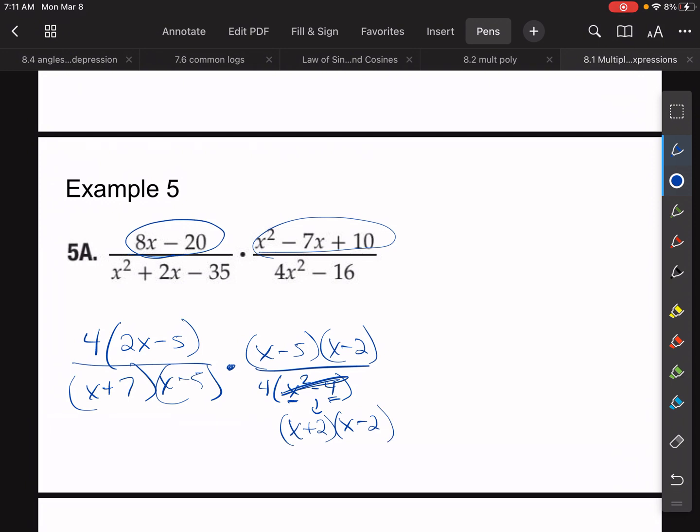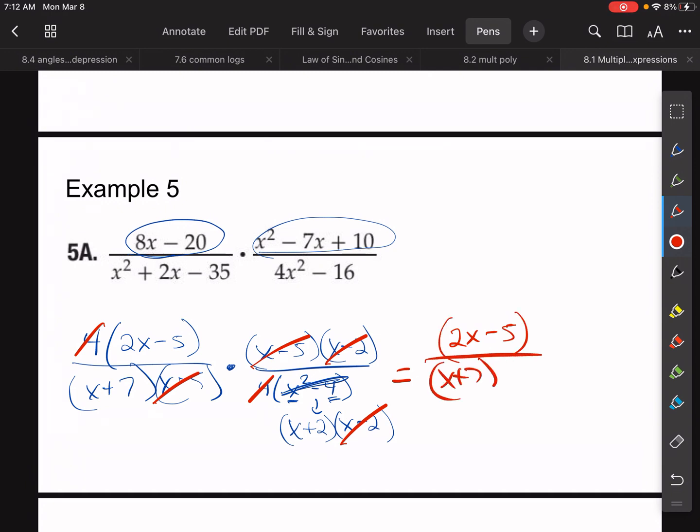Okay, now that I have that done, I can cancel where I can in numerator and denominator. So x minus 2 is in common in numerator and denominator, so I can get rid of those. What else do I have here? X minus 5 is in common, I can get rid of those. There's a 4 in common, I can get rid of those. And so what I'm left with is 2x minus 5 on the top, and on the bottom I have x plus 7 and x plus 2. Okay, so that's my final answer for that one.